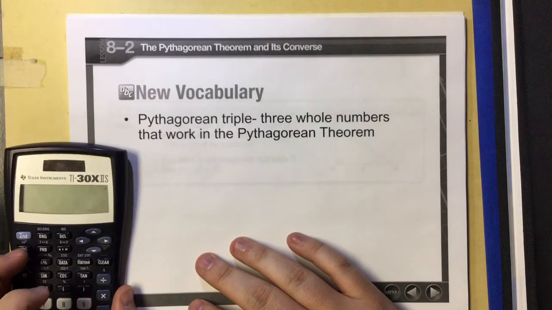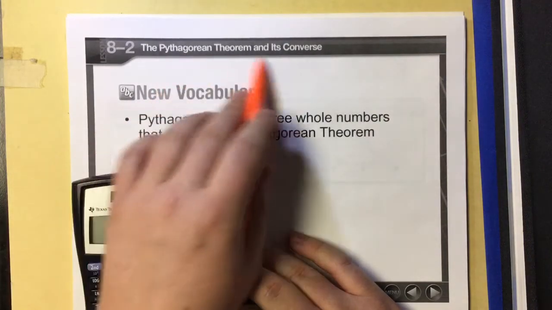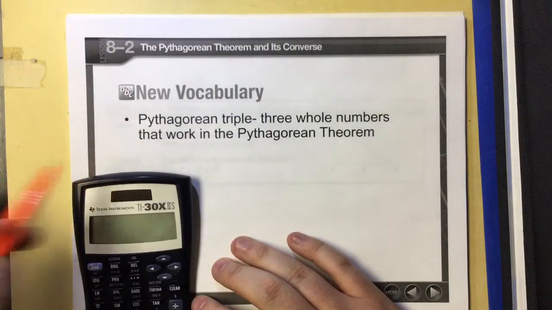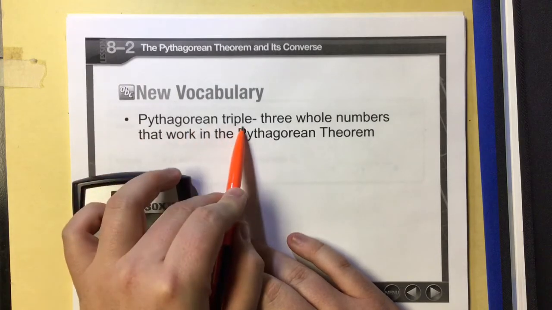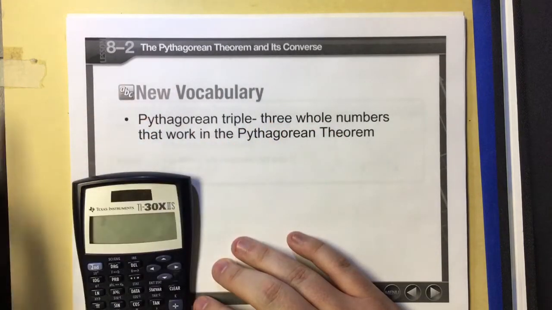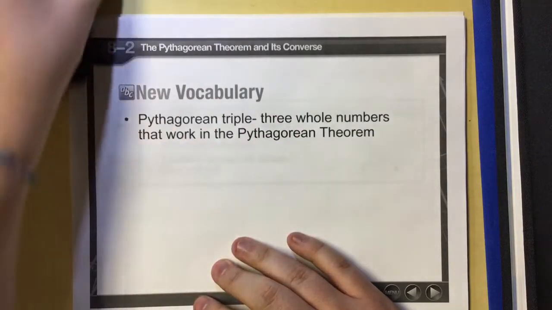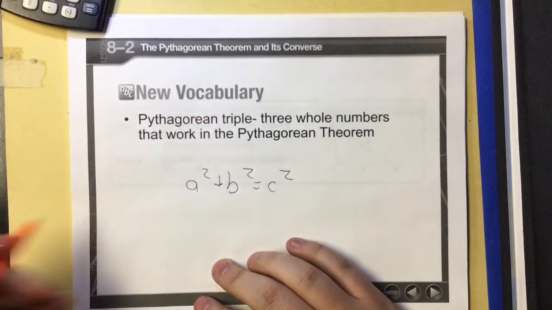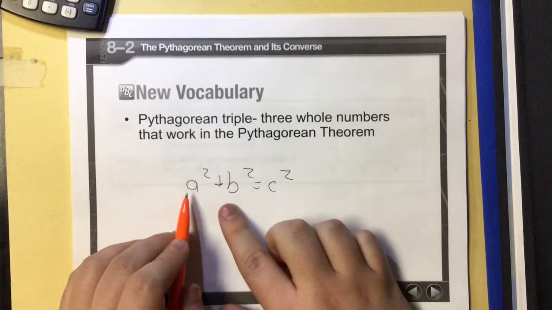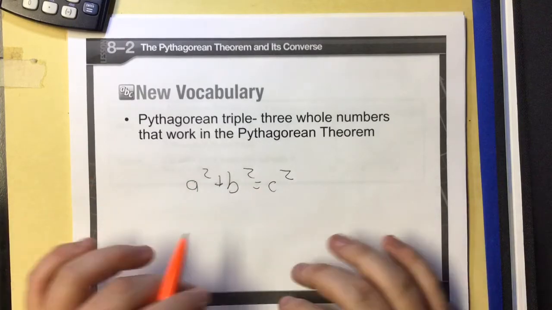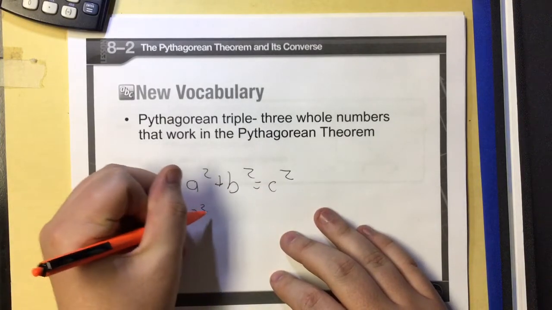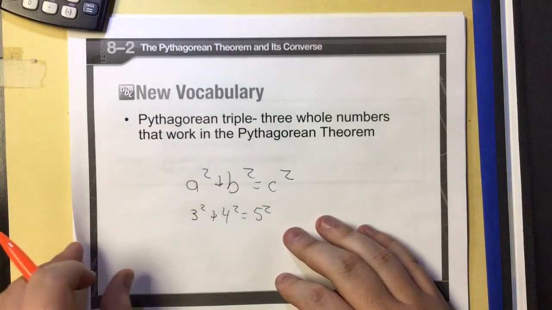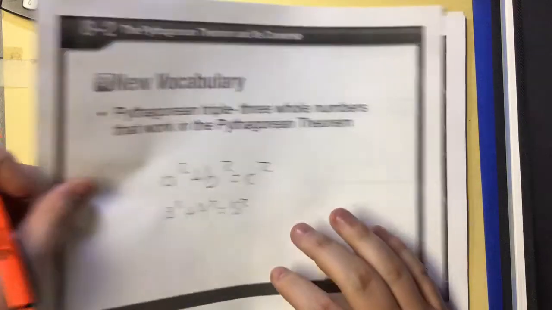Today we are going to work on the Pythagorean theorem, and we'll talk about its converse and some inequalities as well. Today we only have one vocabulary word, a Pythagorean triple, and that's going to be three whole numbers, meaning no decimals or anything like that, that will work in the Pythagorean theorem, which is of course a squared plus b squared equals c squared. So three numbers that when you plug them in and you square the two smaller ones, they add up to the biggest one squared. The easiest example would be 3, 4, and 5, which works out. But we'll look at some more examples of those in just a little bit.